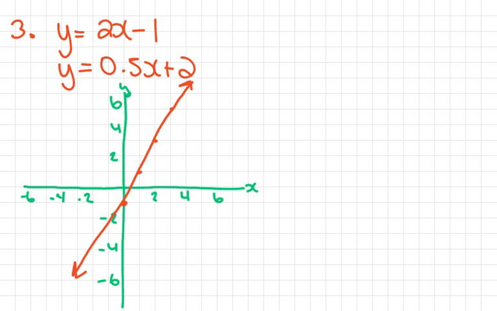Then we do the other one, which is 0.5x plus 2. So the y-intercept is 2, and the slope is 0.5, which is a half, which is 1 over 2. So we're going to go up 1 over 2, up 1 over 2, up 1 over 2, and then connect those with a line.